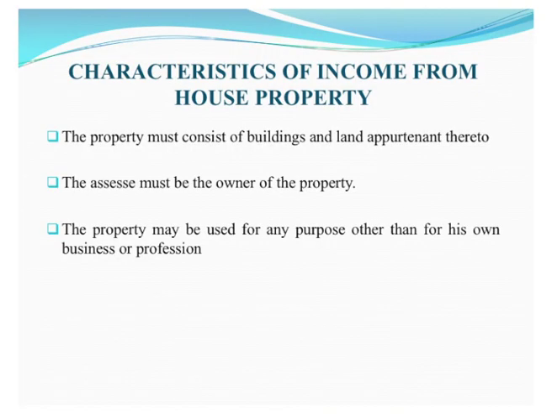Next, we move on to the third condition or the third characteristic of income from house property. The third characteristic is that the property must be used only for the purpose of taxing under this head, but not to be used for the business or profession. Hope students you are understanding.